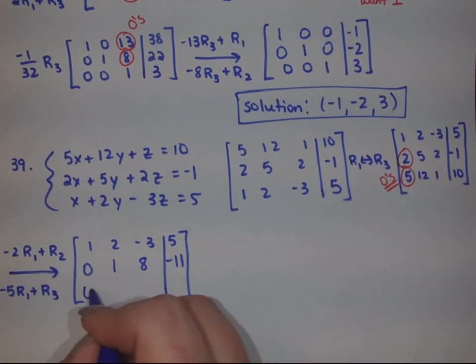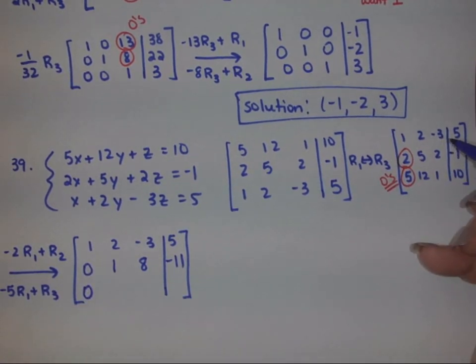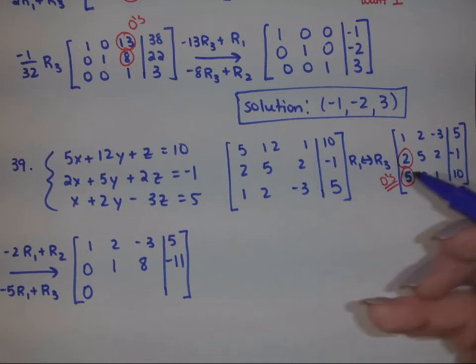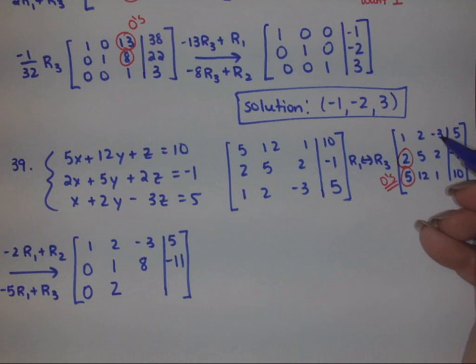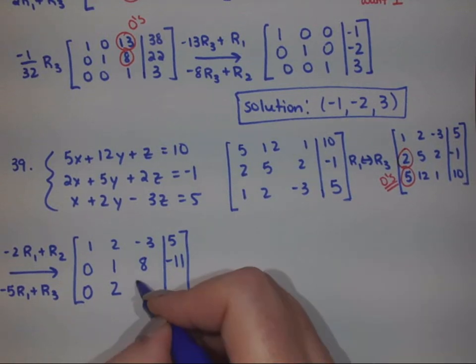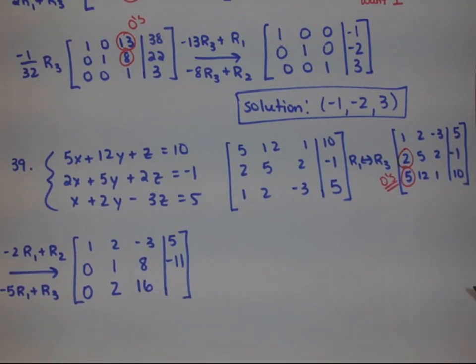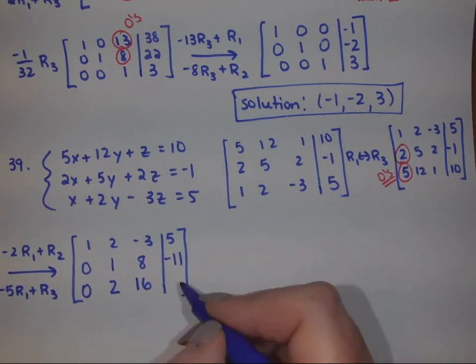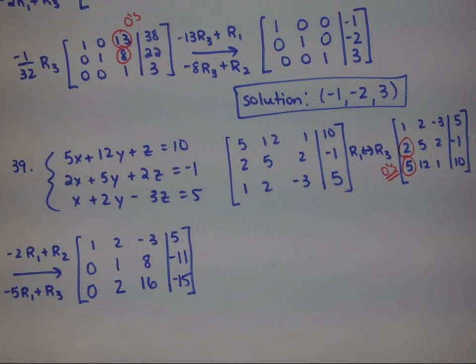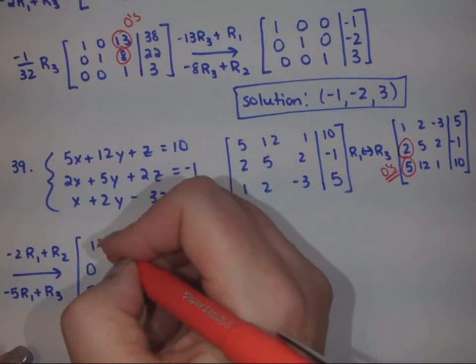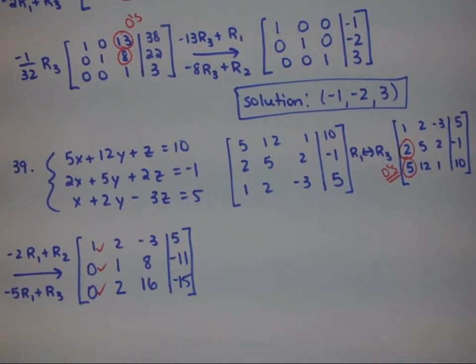Negative 5 and 5 is 0. Negative 5 times 2 would be negative 10, plus 12 would be 2. And then this is negative 5 times negative 3 is 15, plus 1 is 16. And then negative 5 times 5 is negative 25, plus 10 would be negative 15. Okay, so far so good. So column number 1 looks good.